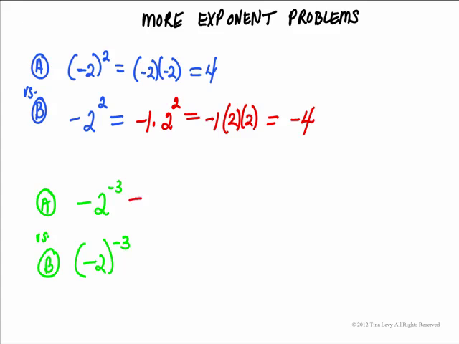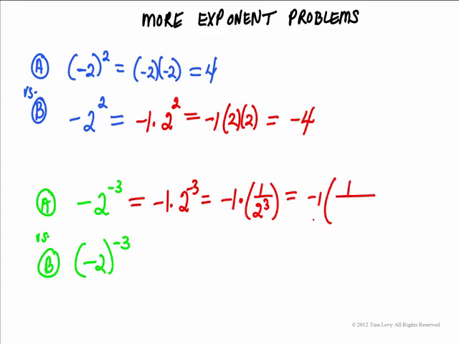So for this one, it's really doing -1 times 2 to the -3. But I have to remember what the negative exponent is. That's a reciprocal. So this is -1 times 1 over 2 cubed, which is 2 times 2 times 2, which is 4 times 2 is 8. So this answer is -1/8.